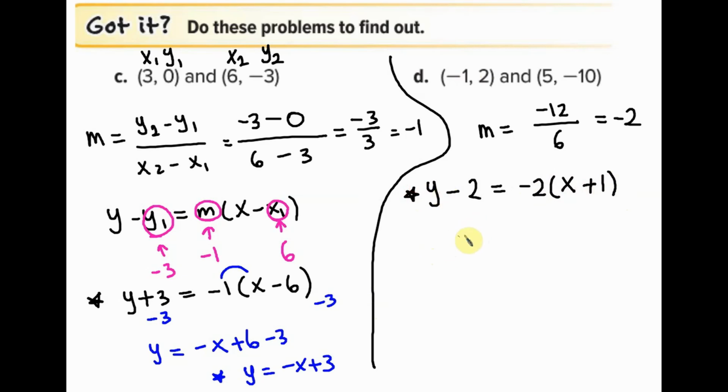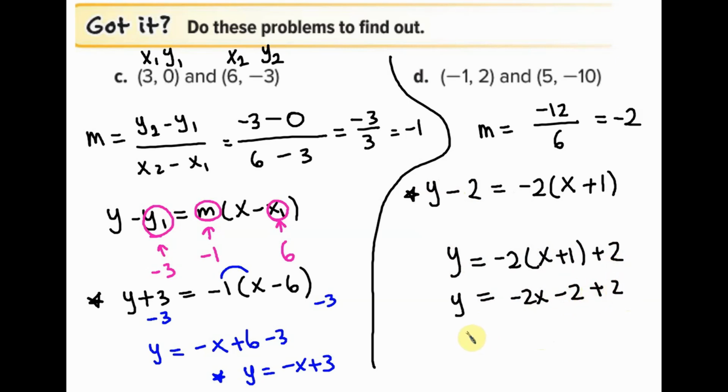If you want slope-intercept form, you're going to solve for y, which means you need to add 2 on both sides. If I do so, y is equal to -2 times x plus 1, plus 2 in here. If you distribute, this becomes -2x minus 2, and at the end, you have +2. Simplify this one more time.